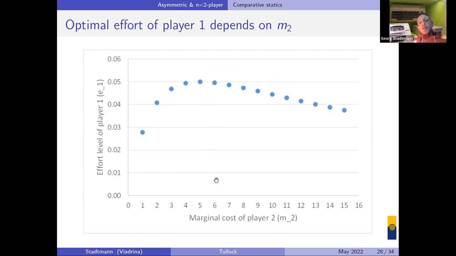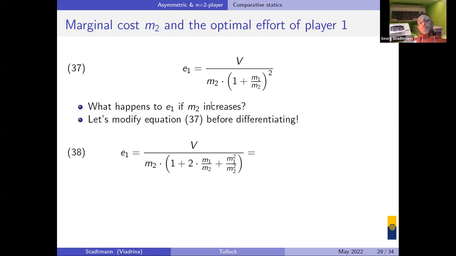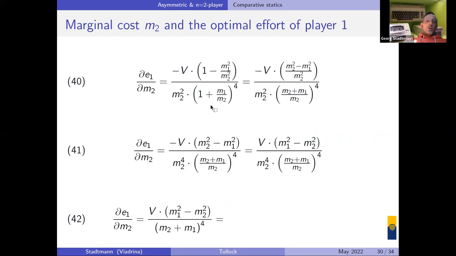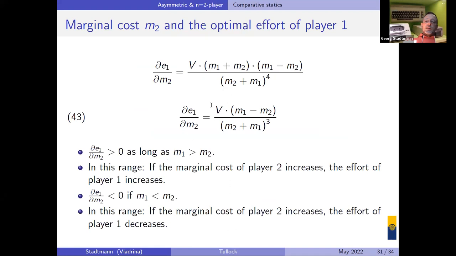So this is what we see here in this part of the graph when M2 is larger than 5. And when we have derived this result on slide number 31, we also know that when M1 is equal to M2, then there has to be a maximum with respect to E1. The effort level of player 1 is at max. Let's stop here.